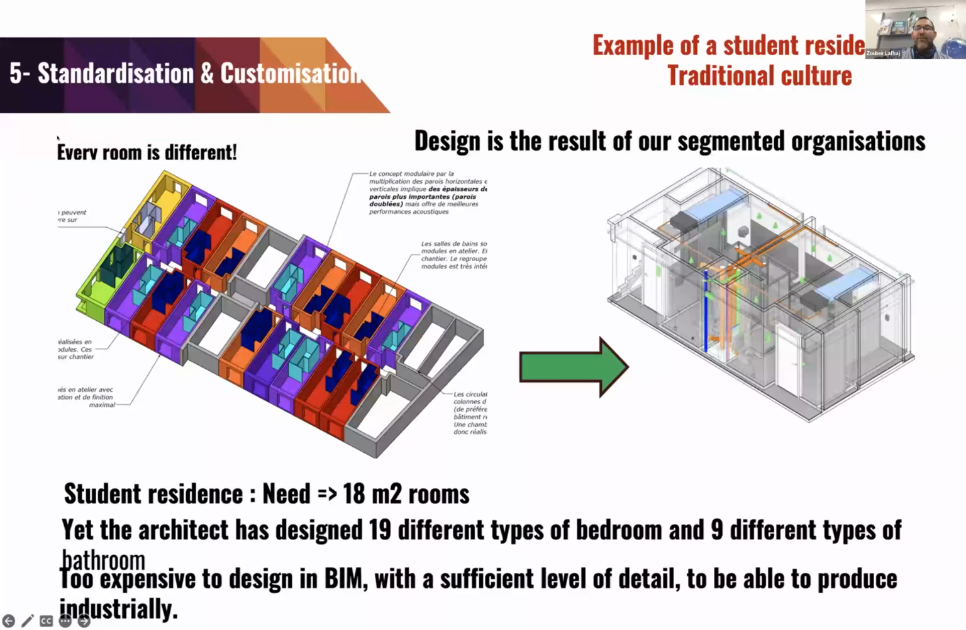So, an example of student residence, traditional culture. You can see here the design is the result of our segmented organization. Students need 18 square meter rooms. In reality, some student rooms are between 9 and 12 square meters, but in this case, it is 18, which is good. Yet the architect has designed 19 different types of bedrooms and 9 different types of bathrooms. So it is too expensive to design a thin beam with a sufficient level of detail to be able to produce industrially. And this is really important.